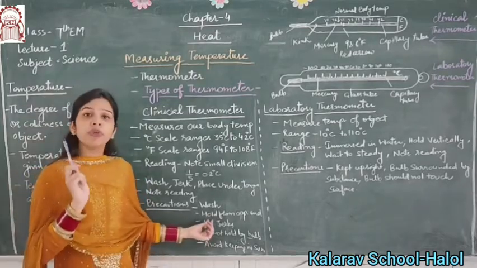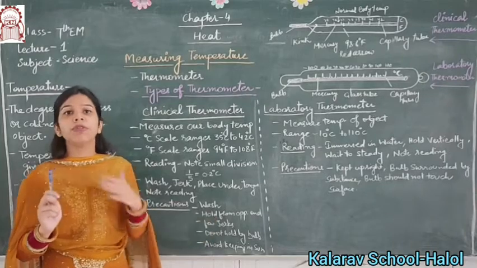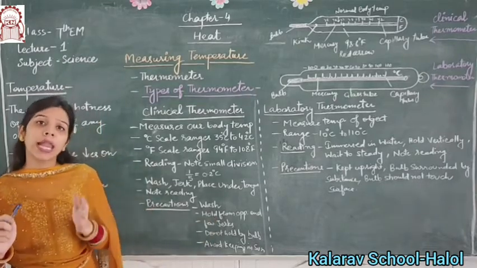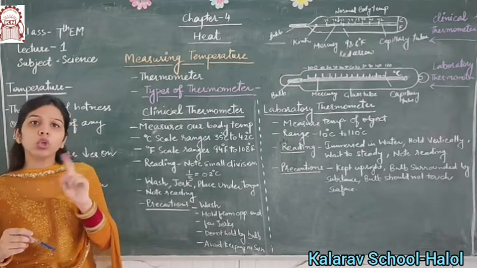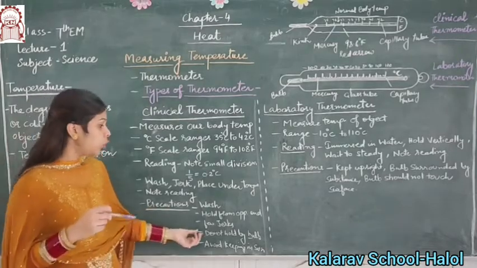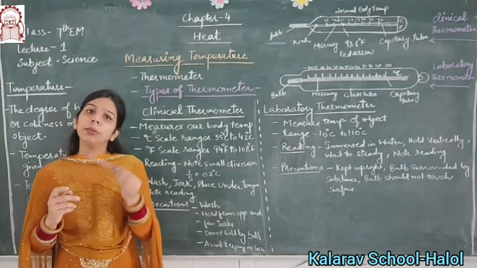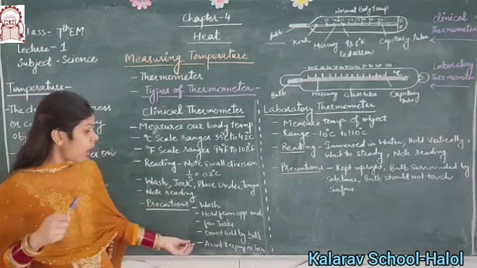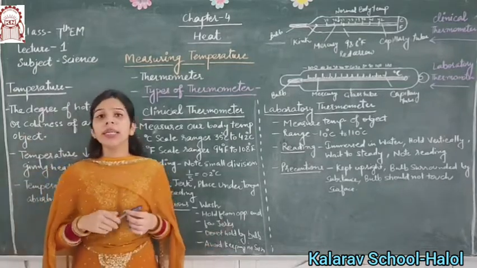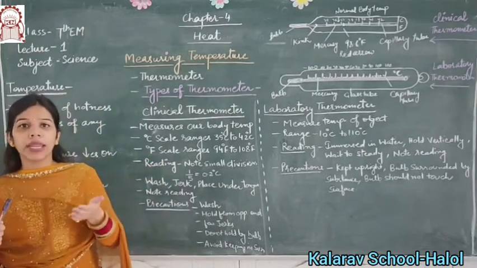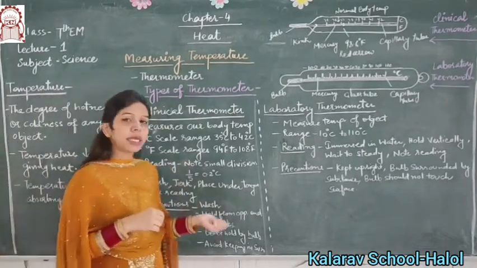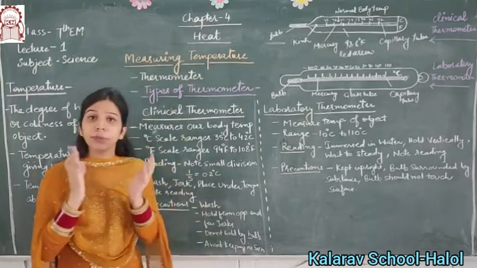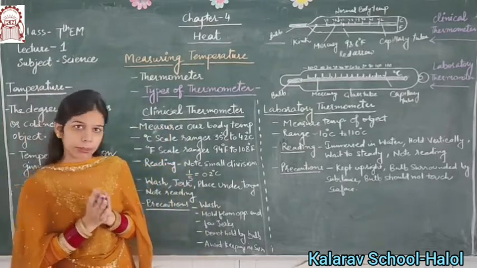You have to give a few jerks to the thermometer before using, because it helps to bring the level of mercury below 35 degrees Celsius. Don't hold the thermometer by the bulb. Avoid keeping the thermometer in the sun or near a flame, because it can break. So here are some different points regarding the clinical thermometer.